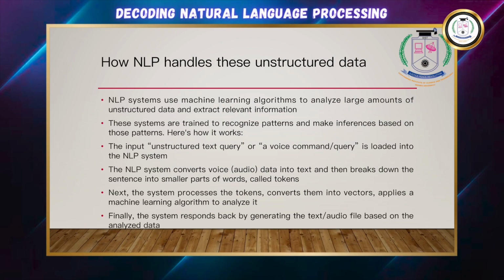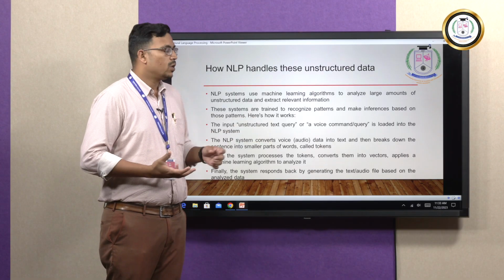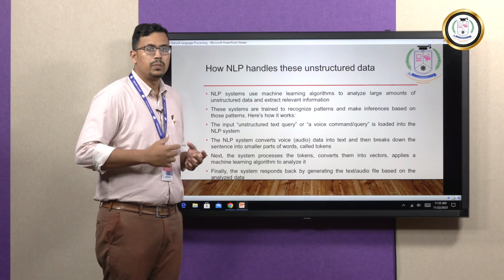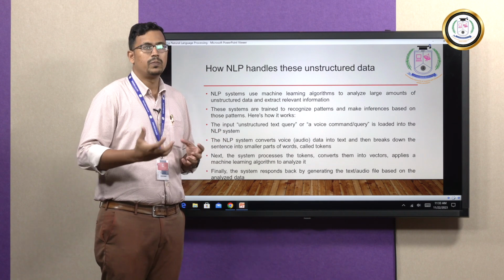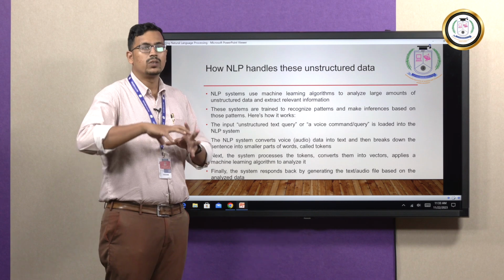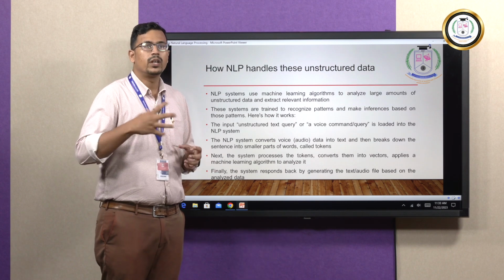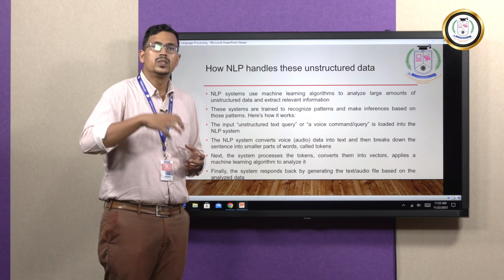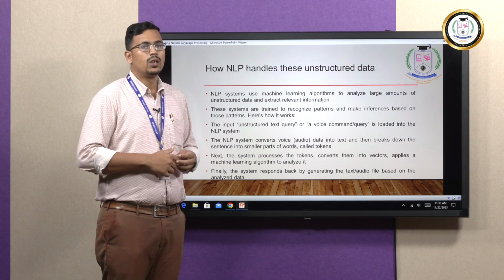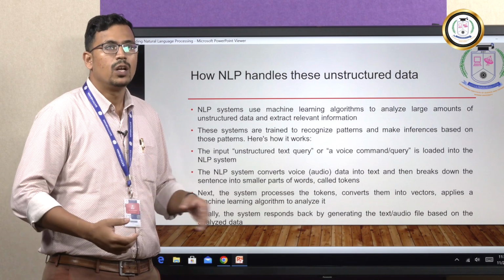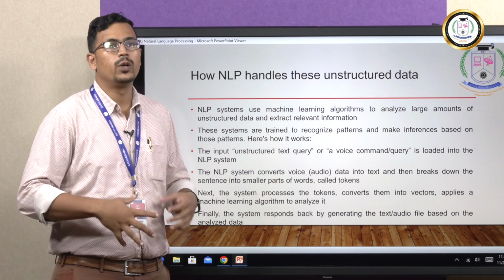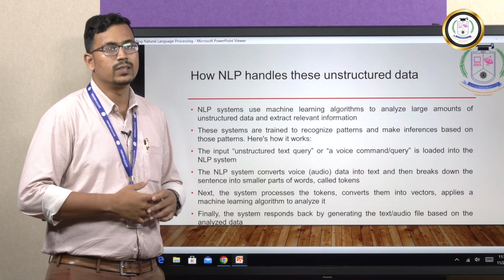First, we input the data into the NLP system. The input is basically text data, a voice command, or a query, and that data is loaded into the NLP system. Next, the NLP converts the audio. A voice command is an audio file, right? That command is converted into text with the help of speech-to-text technique. Once it is converted into text, which is sentences, those sentences are broken down into words, otherwise called tokens.